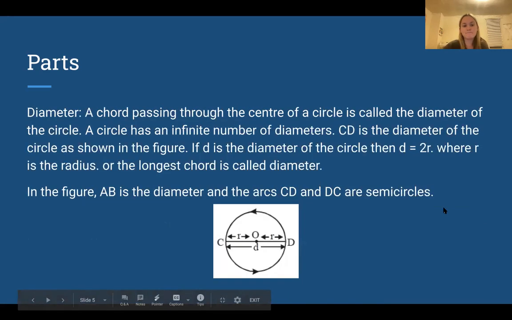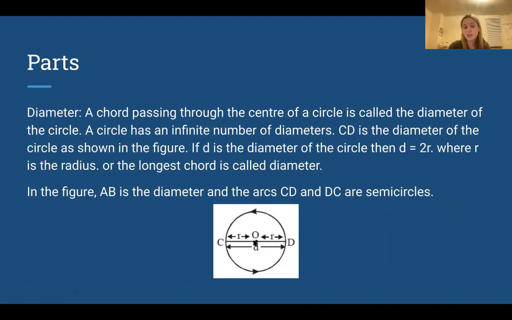And here we are with the diameter. The diameter passes through the center and hits both sides. So right here, from C to D, that's the diameter. It can also be seen as a chord. And here, from the center to C is the radius, and from the center to D is also the radius.